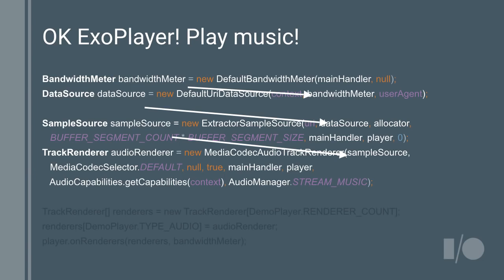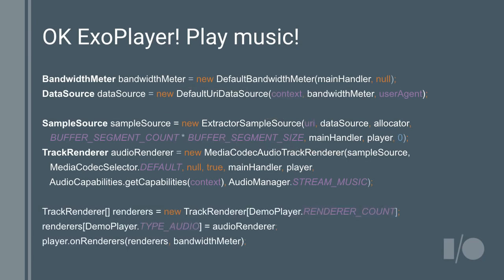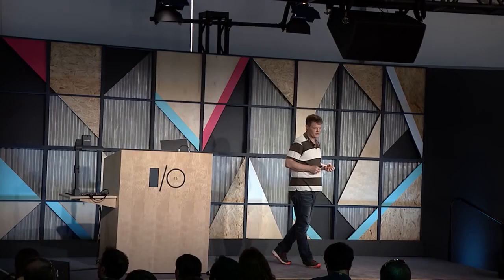So once we have this audio renderer, or this track renderer for audio, we need to register those renderers in the ExoPlayer itself. So we create an array of track renderers, assign the audio renderer to one of the positions of this array, and then we pass it to the prepare method.